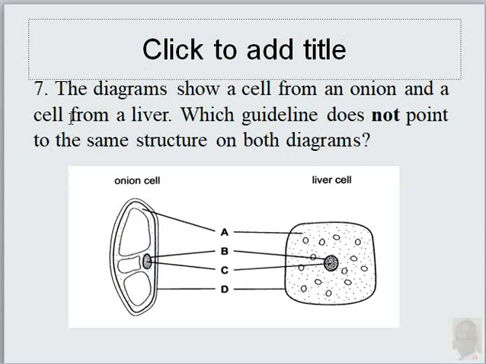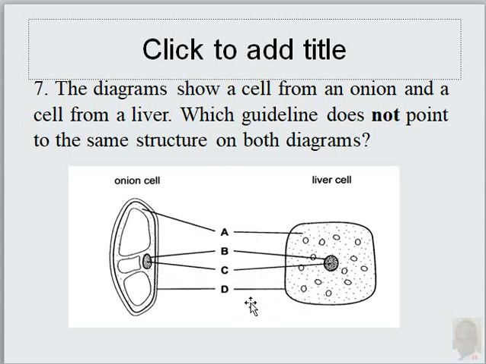Alright, finally let's look at this last question. The diagrams show a cell from an onion and a cell from a liver. Which guideline does not point to the same structure on both diagrams? That would not be A because A is saying cytoplasm in the plant cell and in the liver cell. It wouldn't be B. B is saying nuclear membrane in the onion cell and nuclear membrane in the liver cell. It would not be C because C is saying the nucleus in both cells.